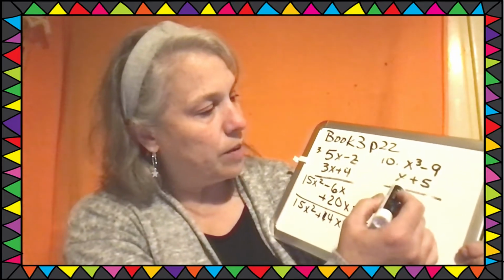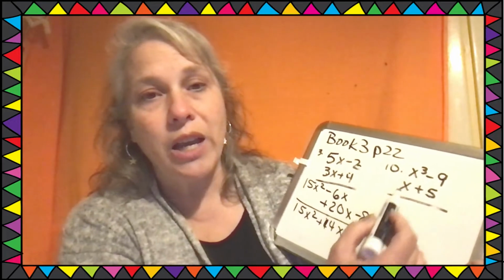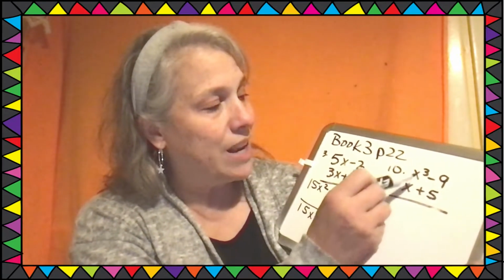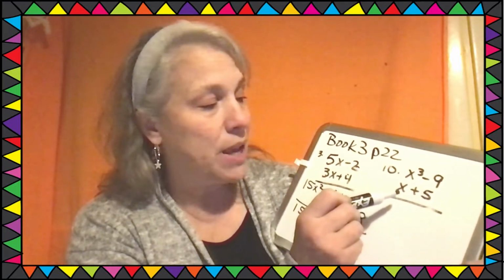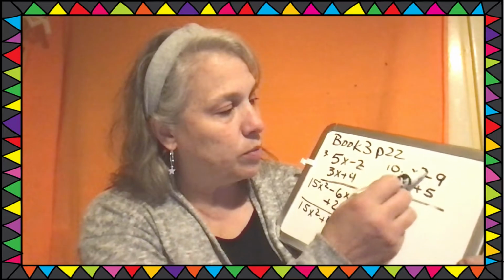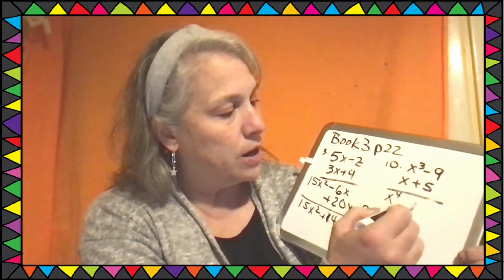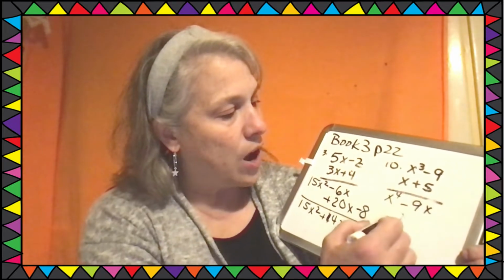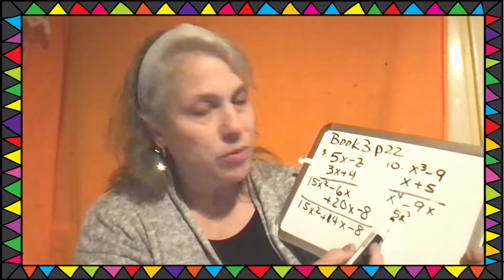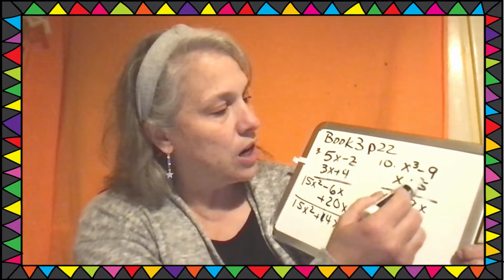Okay, then we're going to do the same thing. Remember when we multiply terms, we can add the exponents if we have the same base. So x times x cubed is x to the 4th, because 1 plus 3 is 4. Minus 9x, and then 5x cubed. We don't have another 5x cubed, so I'm just going to kind of squeeze it in there.